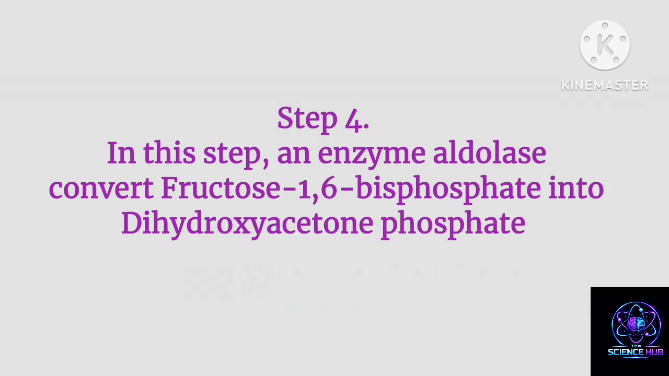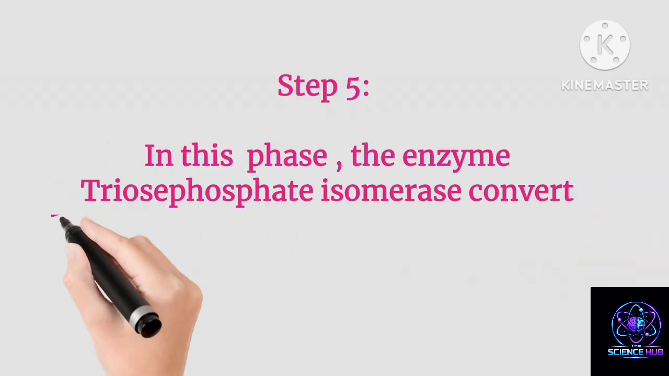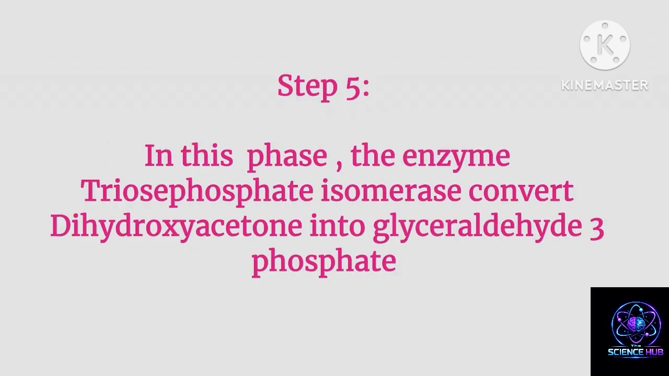Step 4. In this step, an enzyme aldolase converts fructose 1,6-bisphosphate into dihydroxyacetone phosphate. Step 5. In this phase, the enzyme triose phosphate isomerase converts dihydroxyacetone into glyceraldehyde 3-phosphate.